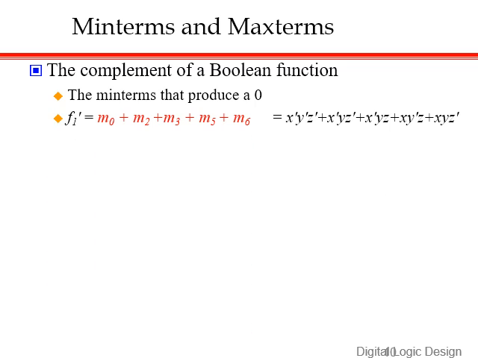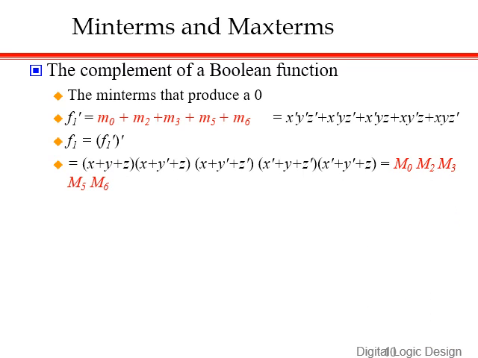So as you can see that in the previous example of f1, its complement will be equal to sum of minterms. We have written f1 as sum of minterms m1, m4 and m7. So its complement will be the values where its value is equal to 0, which are m0, m2, m3, m5 and m6, and we have written these f1 prime as sum of these minterms where its value is equal to 0.